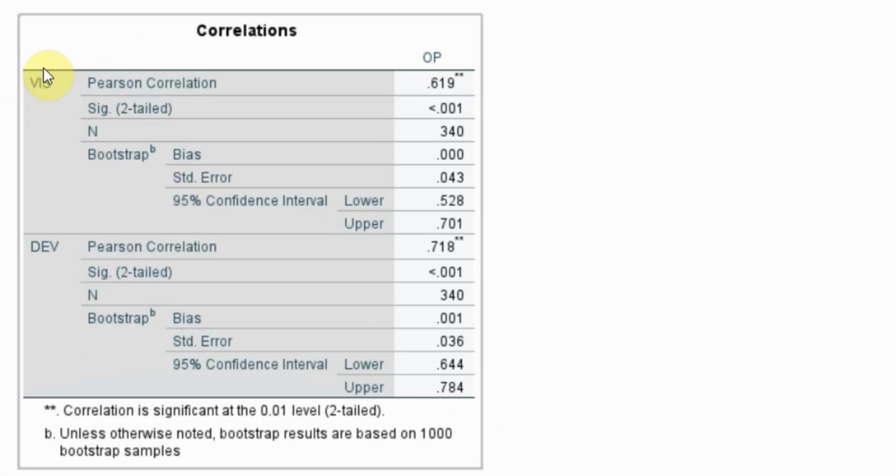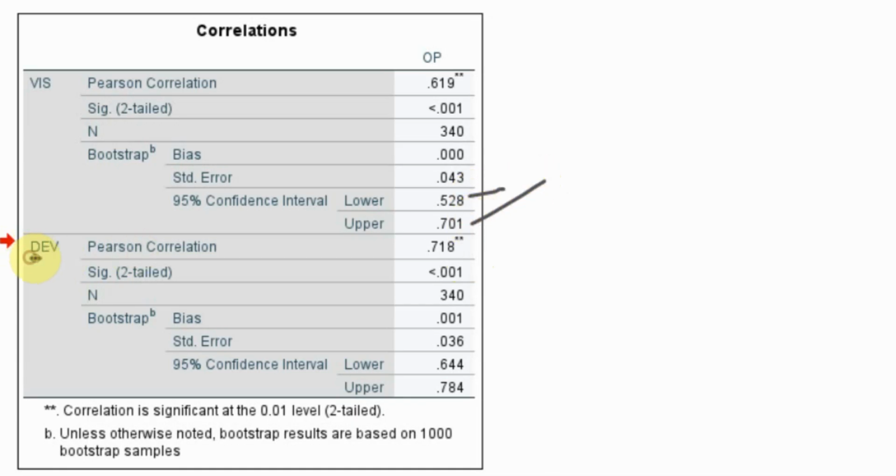Now if you look here, these are my results. The correlation between vision and organizational performance, the Pearson correlation is 0.619. The significance is less than 0.001. This means that the relationship between vision and organizational performance is significant. Now the next thing that I'm interested in, this is your sample size, I'm interested in the confidence interval. The lower level and the upper level.